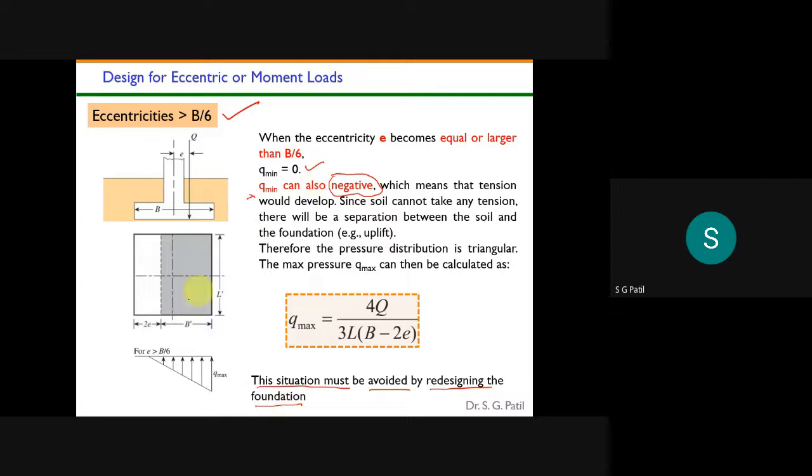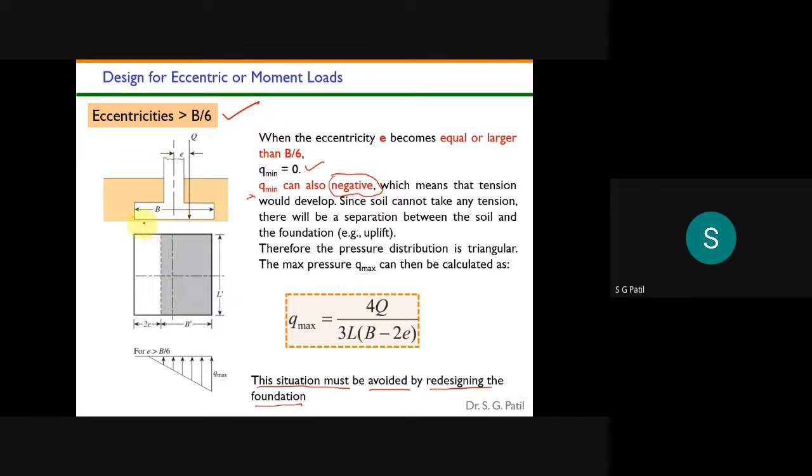So negative stresses is nothing but there is no contact between the foundation and the soil. So that means the footing will be in an unstable condition. Okay, if part of this foundation is lifted up due to your eccentric loading, what will happen? Gradually, if you increase the load, then there will be some point where a total overturning may happen.